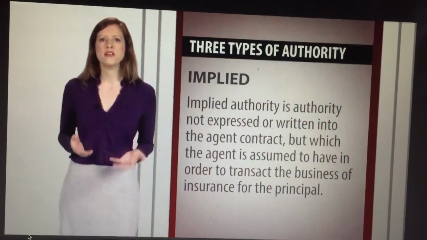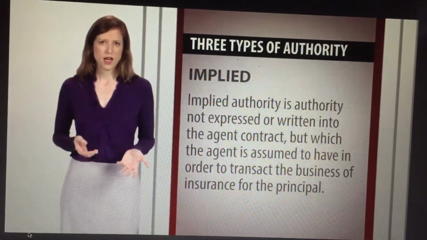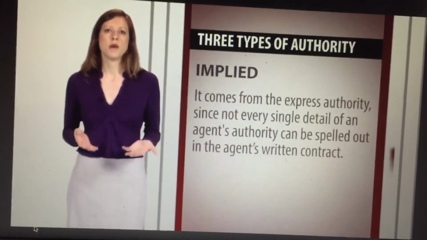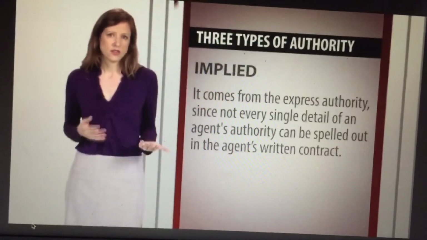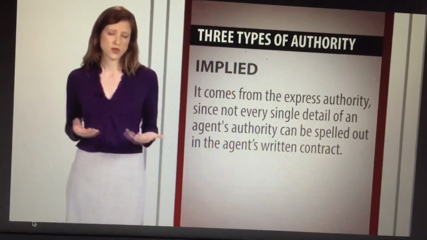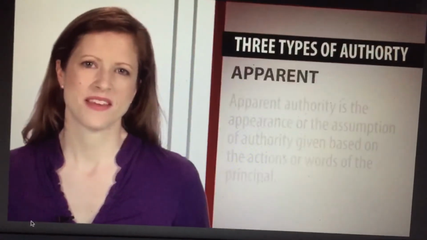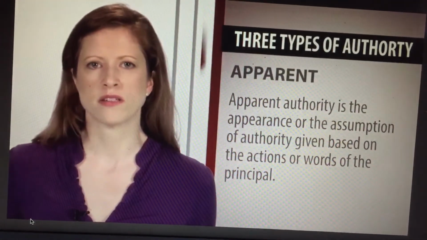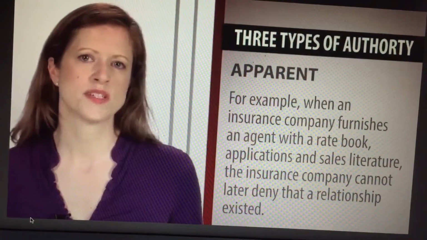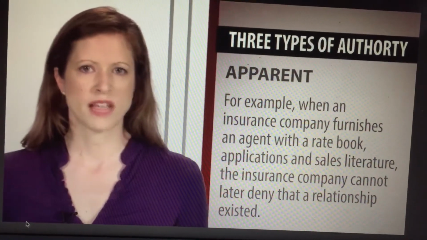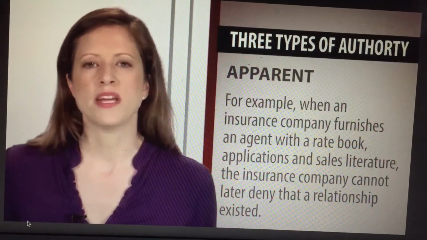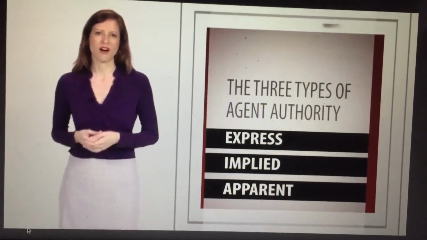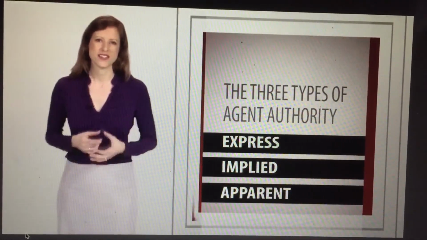Implied. Implied authority is authority not expressed or written into the agent contract, but which the agent is assumed to have in order to transact the business of insurance for the principal. It comes from the express authority, since not every single detail of an agent's authority can be spelled out in the agent's written contract. Apparent. Apparent authority is the appearance or the assumption of authority given based on the action or words of the principal. For example, when an insurance company furnishes an agent with a rate book, applications, and sales literature, the insurance company cannot later deny that a relationship existed. As review, the three kinds of agent authority are express, implied, and apparent.